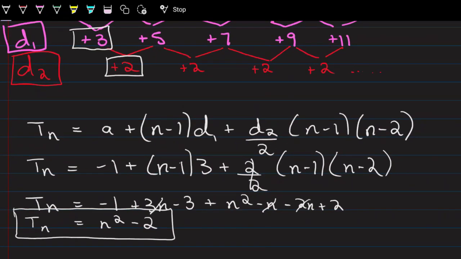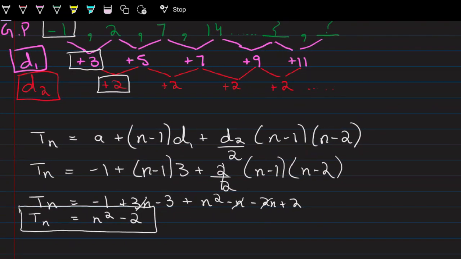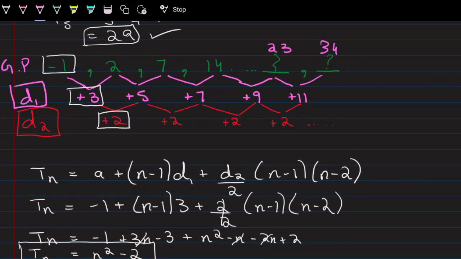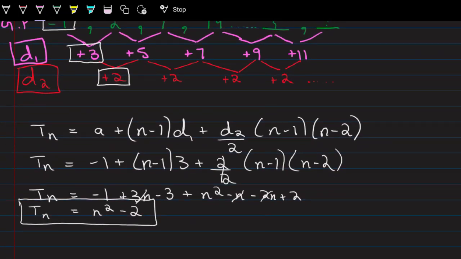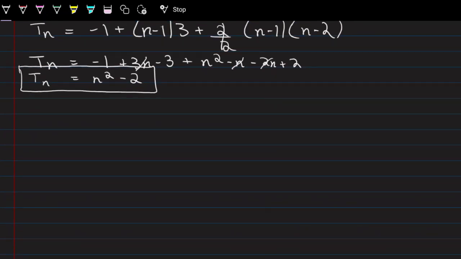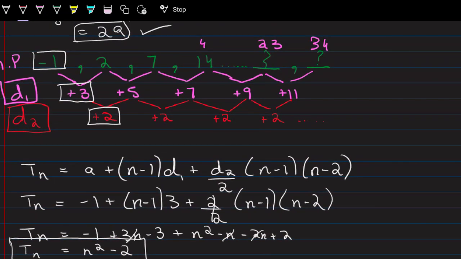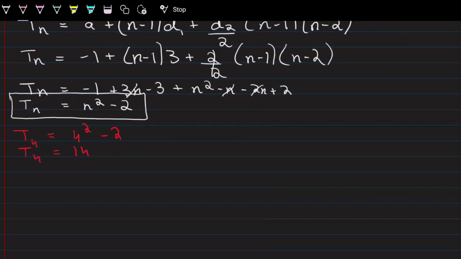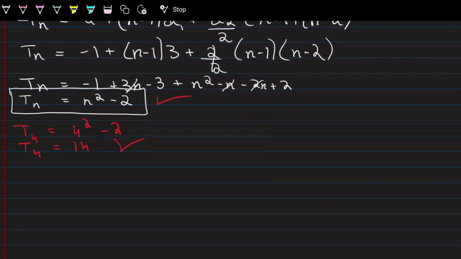And we can double check this by putting in a value that we already know. 14 is our fourth term, right? So let's try putting n equal to 4. I'll write this in red: t of 4 is equal to 4 squared minus 2. So t of 4 is going to be 16 minus 2, which is 14. And let's see if 14 is the fourth term. Yes, it is. Here it is. And so we know that this is the correct equation for this.